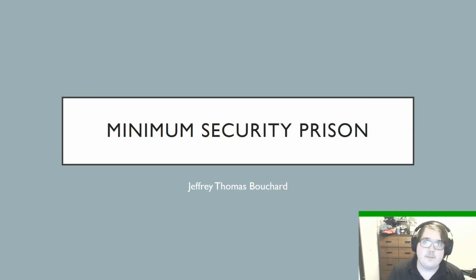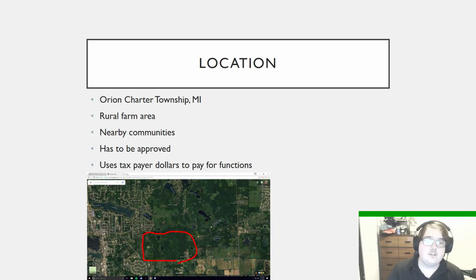Hello, so I'm going to be talking about a minimum security prison that I designed for the course this quarter. The location is Orion Charter Township in Michigan. It is surrounded by mainly rural farm areas. As you can see to the left in the picture, it is surrounded by some communities and little towns.